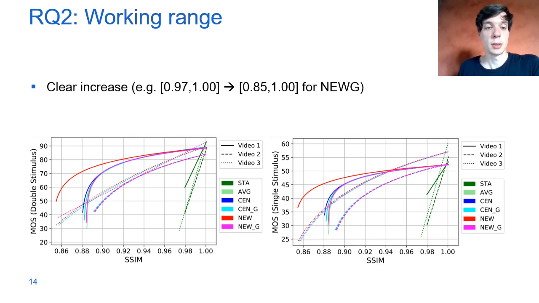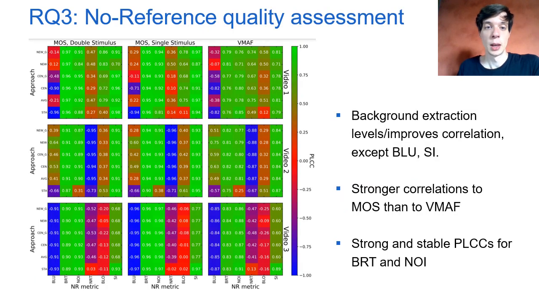So for that reason, we researched whether we can also use no reference metrics to calculate quality. Here you can see a heat map with Pearson linear correlation for each of the no reference metrics we calculated in correlation to the 3 benchmarks. So the double and single stimulus mean opinion scores, and also VMAF as an objective benchmark for each of the videos and each of the background removal approaches.